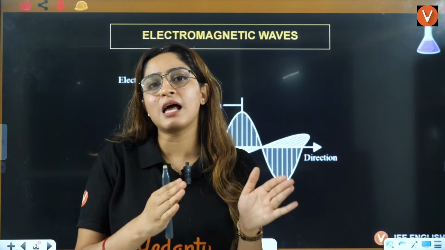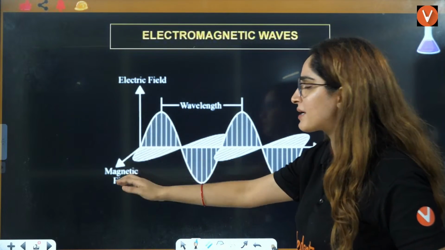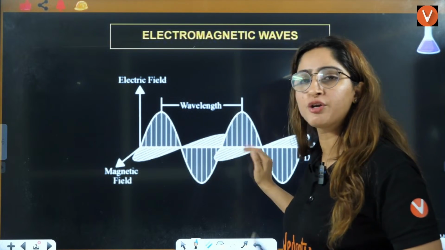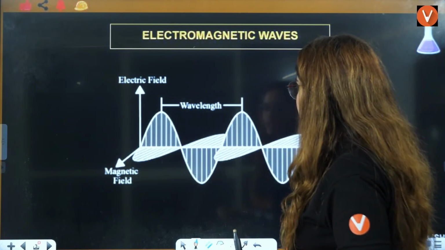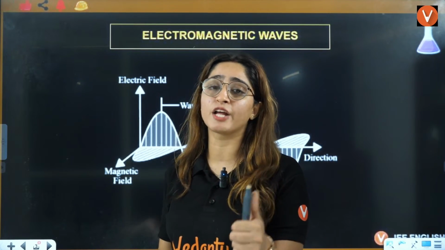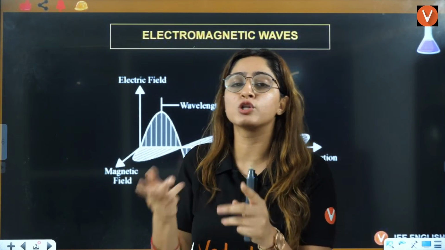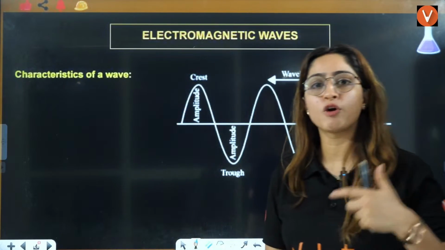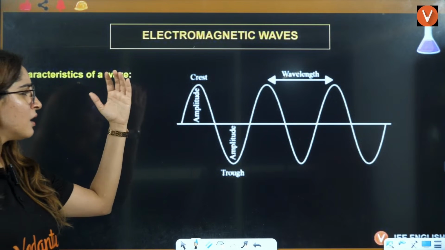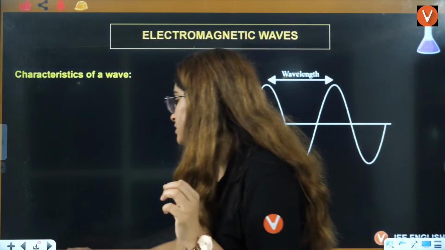See, in the last class, we discussed electromagnetic waves. I told you that the electric and magnetic fields are perpendicular to each other, and both are perpendicular to the propagation of the wave. If the wave is going in this direction, this is the electric field, this will be the magnetic field. That is an electromagnetic wave, and its characteristics we also discussed: lambda, frequency, wave number, all of these things.